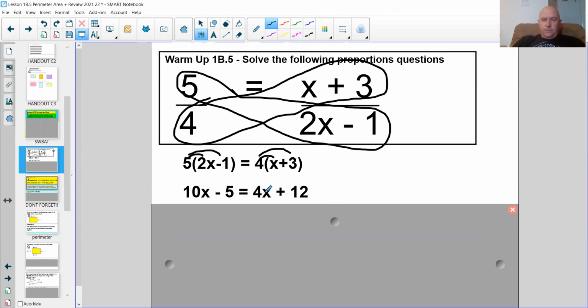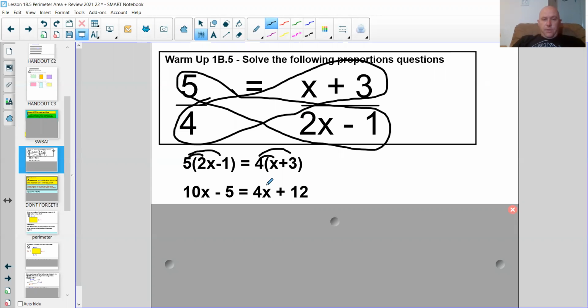4 times x is 4x. And 4 times 3 is 12. So if you're not sure with this, obviously you can't type 5 times 2x on your calculator. You just have to do the 5 times 2. And then as there's an x there, you can add that in. Now, once we're at this stage, notice we have variables on both sides here. We have numbers on both sides.